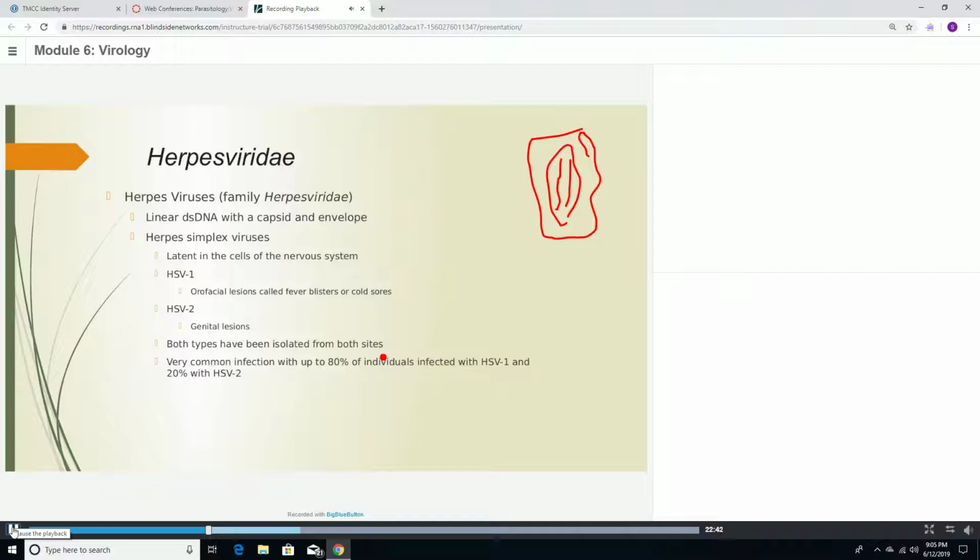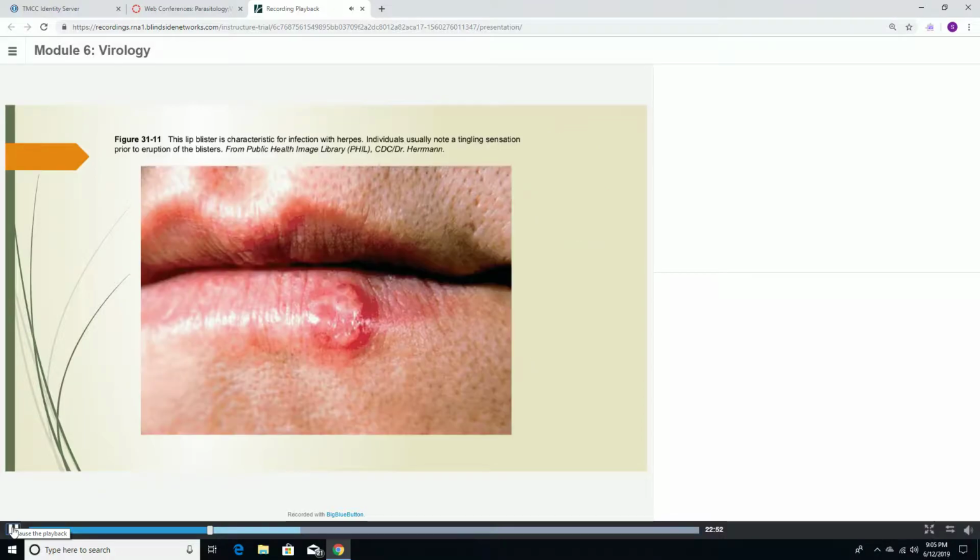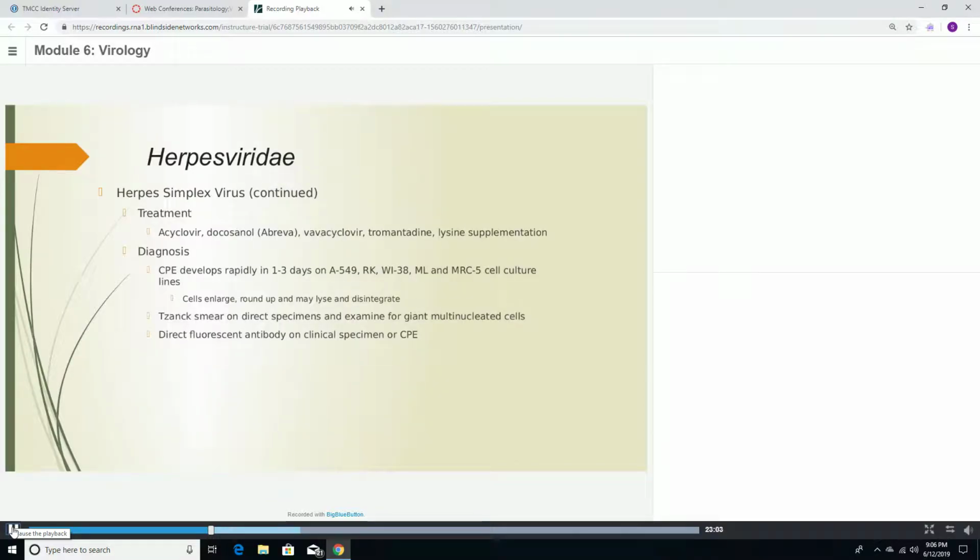Or you could also get genital herpes from oral sex because you're transferring an HSV2 that was located on the oral facial area. This is just a picture of a cold sore. So this is a lip blister from herpes simplex 1. And I don't have a picture of the genital herpes because we don't need to see that or discuss it in class.